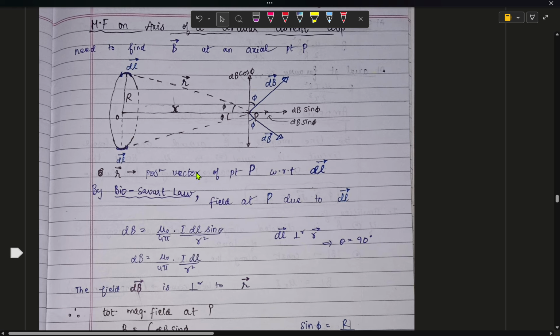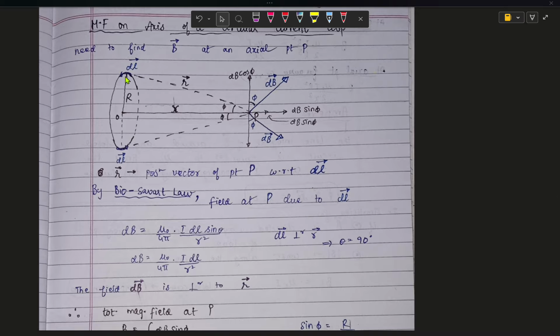This r is the position vector at point P with respect to dl. We are taking a small element dl, and with respect to the point there is a position vector between these two. By Biot-Savart law, due to this particular dl element, the magnetic field at this point is dB equal to mu naught times I dl sin theta divided by 4 pi r square.